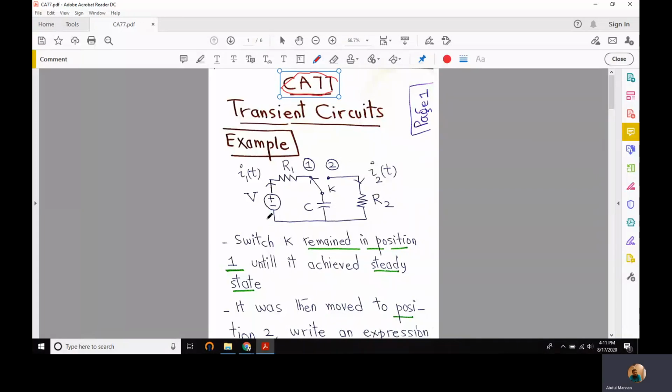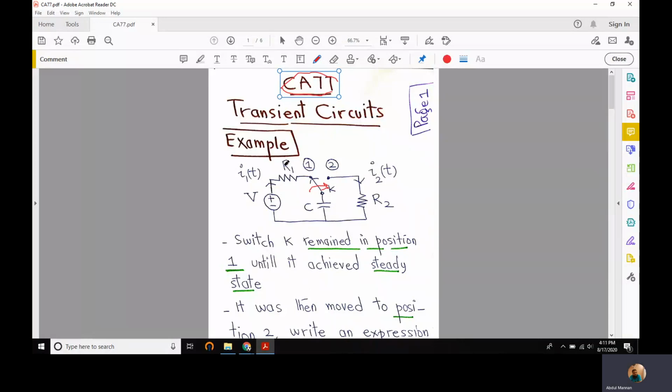In this lecture, we will solve an example involving a two-way switch that is connected to position 1 for a very long time, and at time t is equal to 0 this switch is moved to position 2, and then we have to compute I2 of t for all values of t, right?